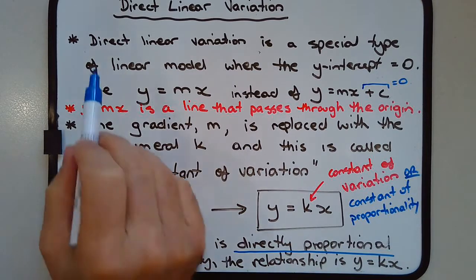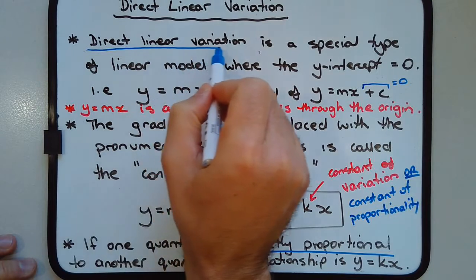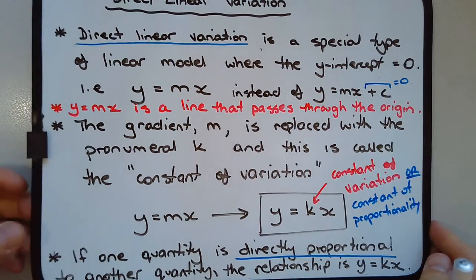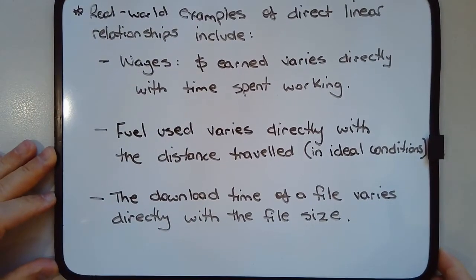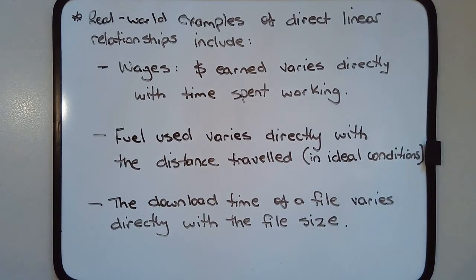Direct linear variation as well, I might underline that as well. Because that's the technical term that we use to describe a linear model where the y-intercept is 0, where the linear model actually passes through the origin. Let's have a look at some real-world examples of that, and we'll actually do some proper examples in another video.